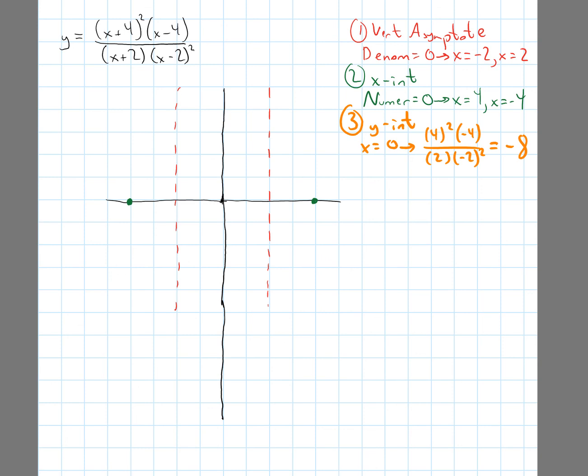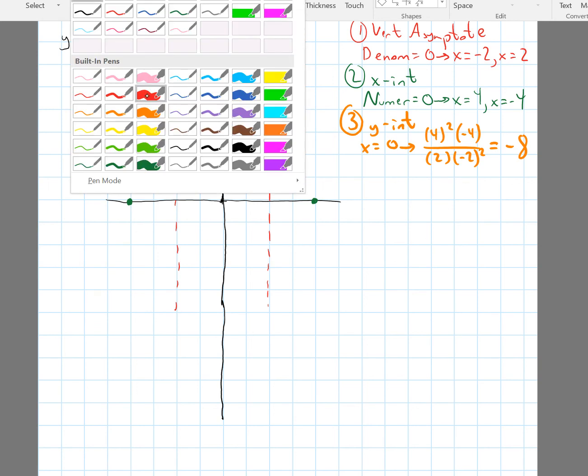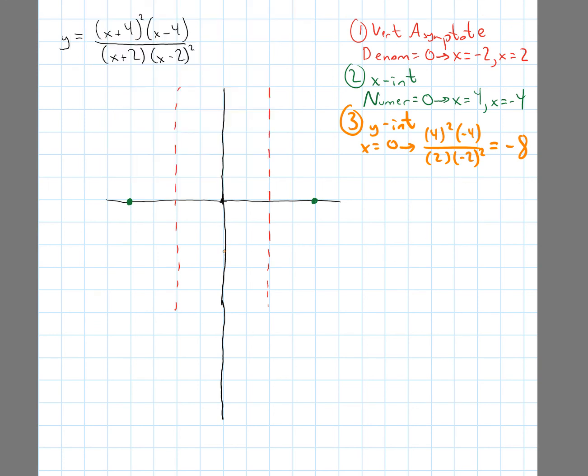Let me just make sure I did that right. That seems like a lot. The numerator would be 4 squared is 16 times negative 4 is negative 64, all over. Okay, fine. If anyone catches a mistake, tell me, but it looks right to me. 1, 2, 3, 4, 5, 6, 7, 8. Great. Maybe we should also extend these asymptotes then.